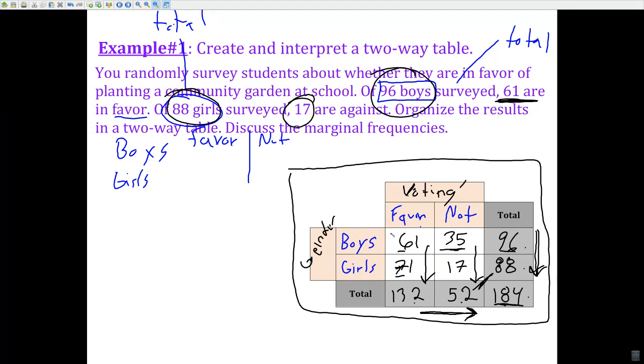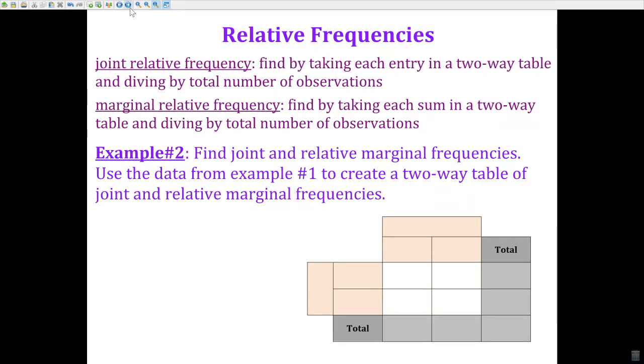But the question is going to be later, what's the probability that you are a boy and you are in favor of the voting? That's what we're going to find out next. Okay, joint relative frequency and marginal relative frequency. Both are fairly similar in the way you find them, except the marginal is going to be on the outside and the joint is going to be on the inside. On the inside. All right.